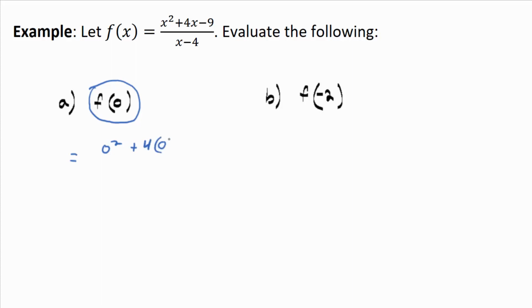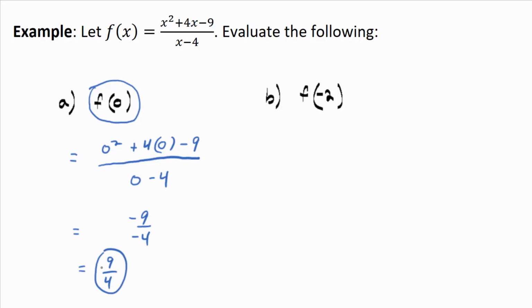And what are you going to end up with on top? If you put 0 in for x squared, 0 in after the 4, what's the only thing that's not going to go away? The minus 9. So you're going to end up with minus 9 on top and 0 minus 4, or just negative 4, on the bottom. So f of 0 is equal to negative 9 over negative 4, which I guess would be the same as positive 9/4. Well, 0 kind of makes it easy to evaluate.